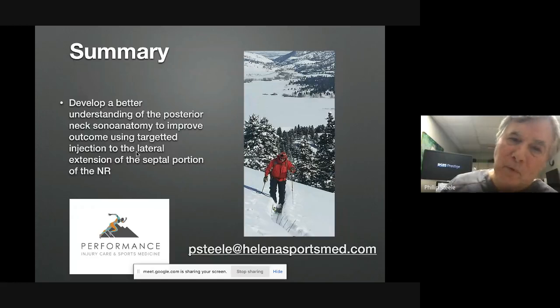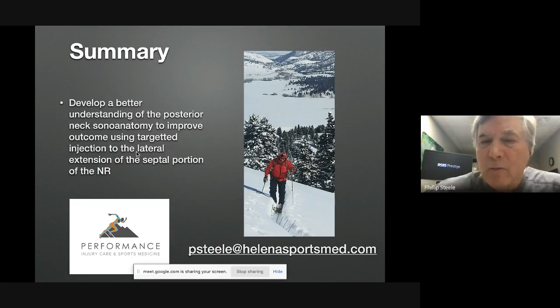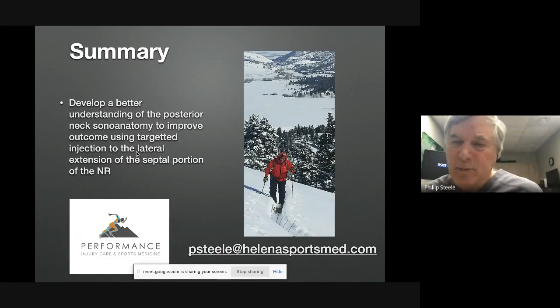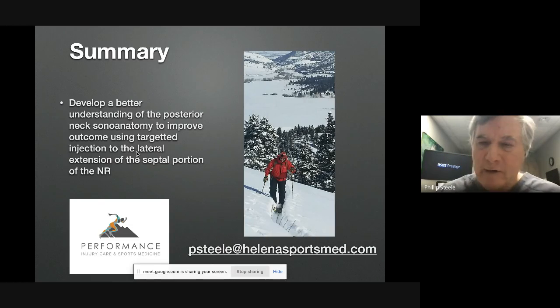So in summary, developing a better understanding of the posterior neck sonoanatomy can improve your outcomes and identify pathology you just weren't aware existed. More importantly, it allows you to treat the lateral extension of the septal portion of the nuchal raphe. And by identifying laxities in the pre-tension of the neck, you improve communication, improve the biotensegrity model, improve motion, decrease pain, and hopefully get your patients back on the road to recovery.